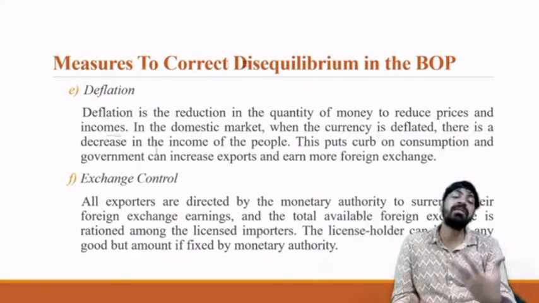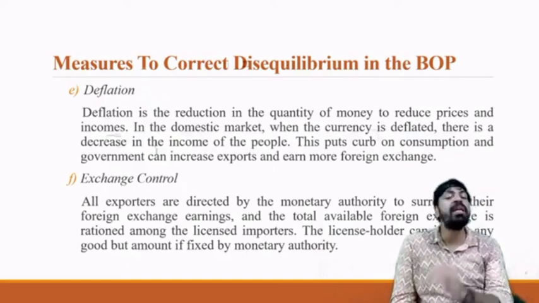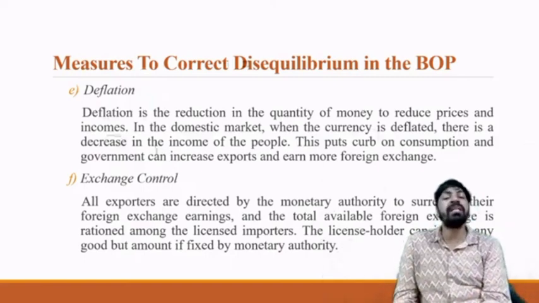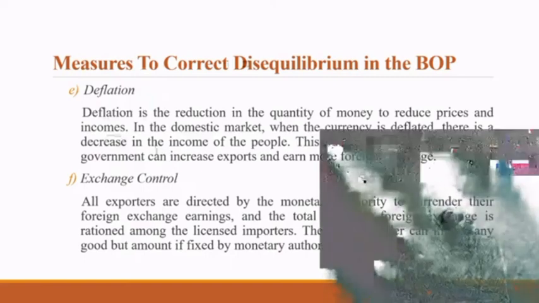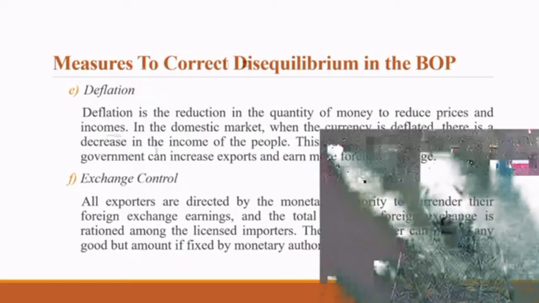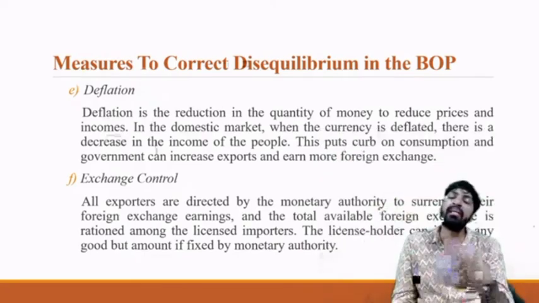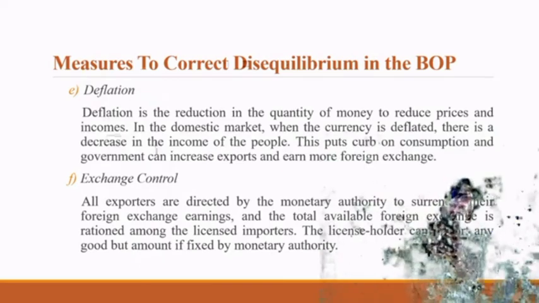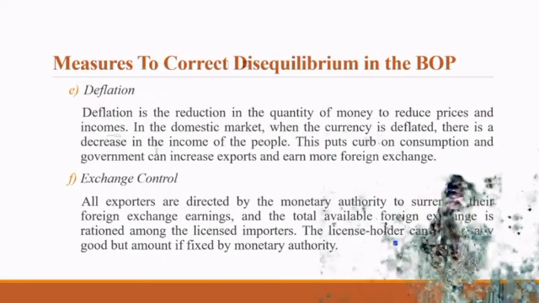Because in India there are so many exporters who don't have a license, but still they are doing the business of import and exports. So it is very important to reduce the disequilibrium. The license holder can only import any good to a limited extent, which has been fixed by the monetary authority.